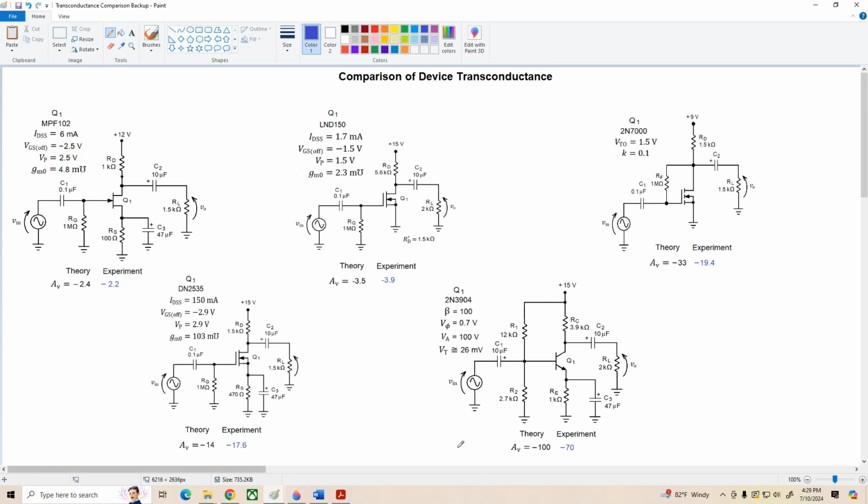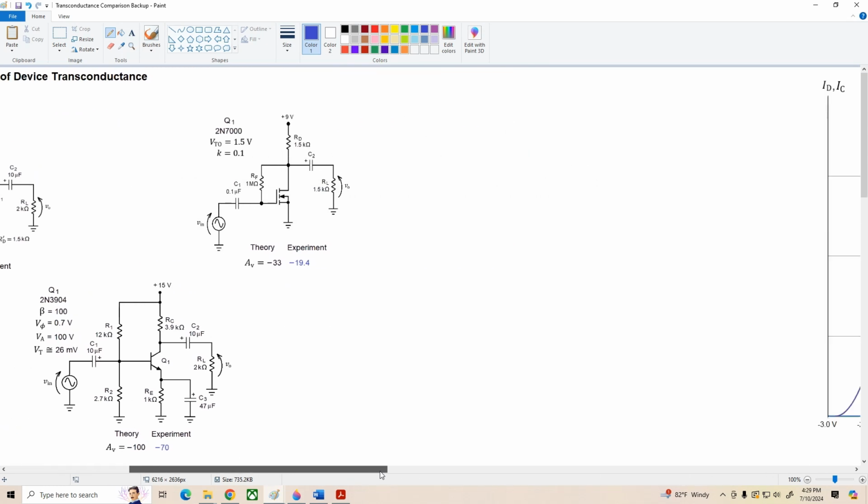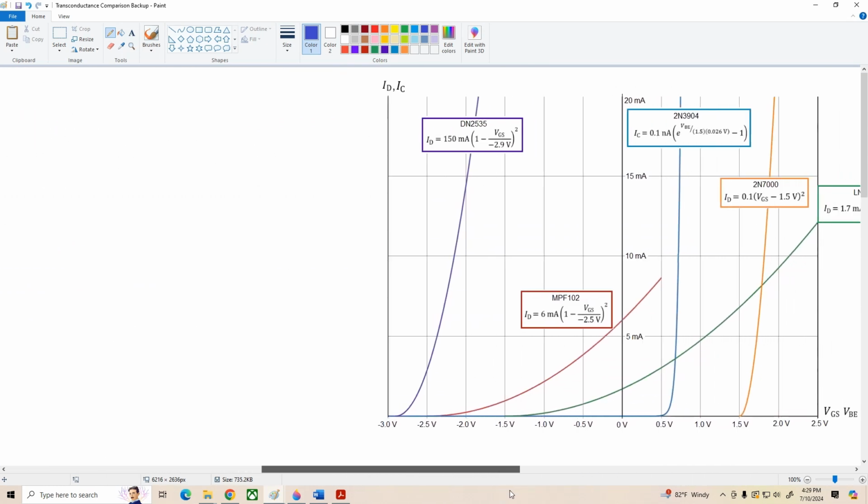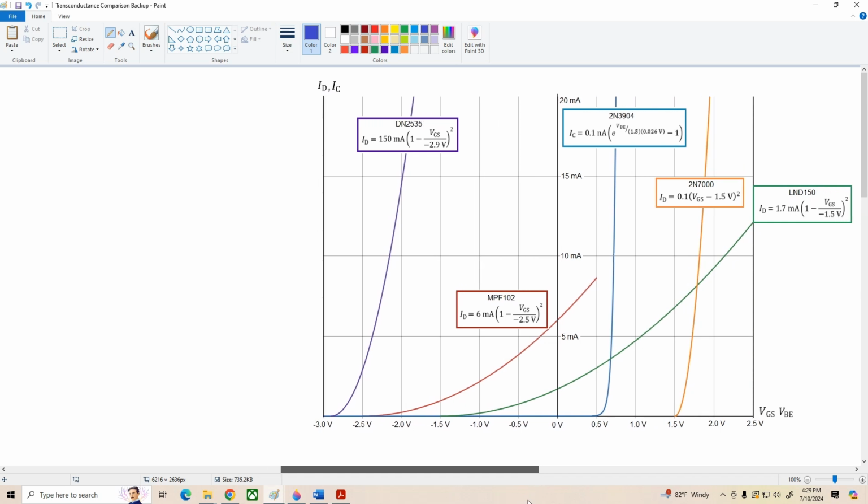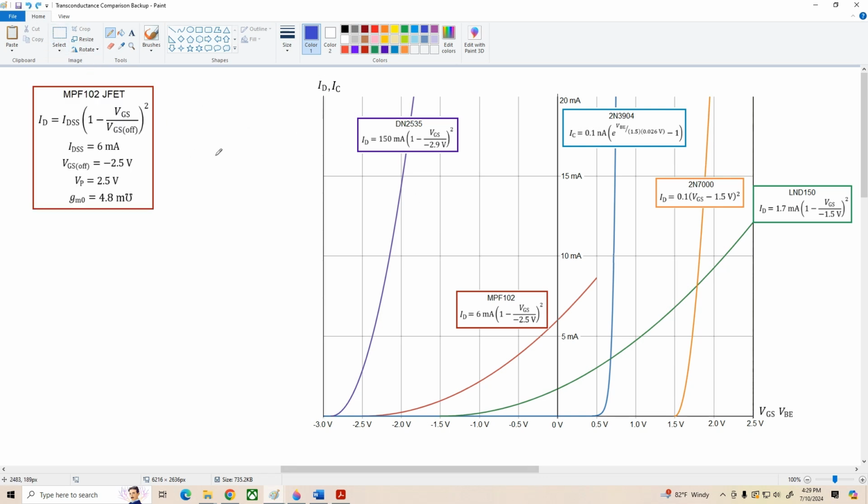Alright, now let's go on over to the next page here, and what I've done is plotted all of the transconductance curves for these devices based on the typical parameters that I used in the experiments in previous videos. So let's start with the MPF 102, and here is its transconductance equation. We're assuming an IDSS of 6 milliamps, VGS(off) of negative 2.5 volts, VP positive 2.5, and GMO is about 4.8 millimhos.